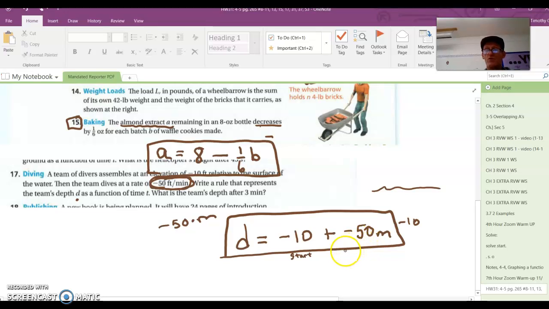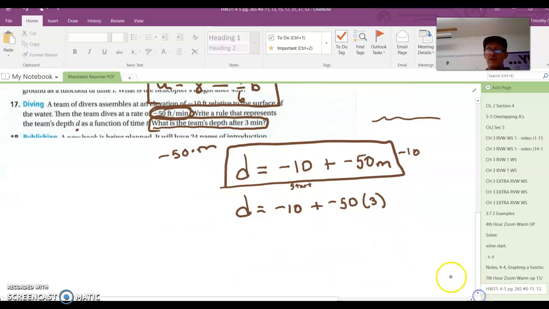So the next question says, what is the team's depth after 3 minutes? So the team's depth is equal to -10 plus -50 times 3. And that's -150 here. So the answer after 3 minutes is -160, as they started off at -10, remember?